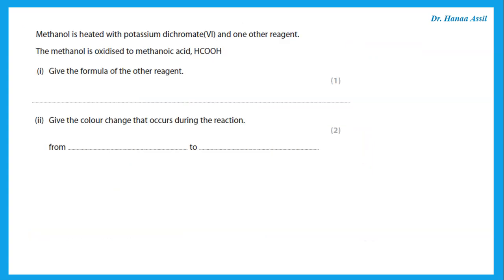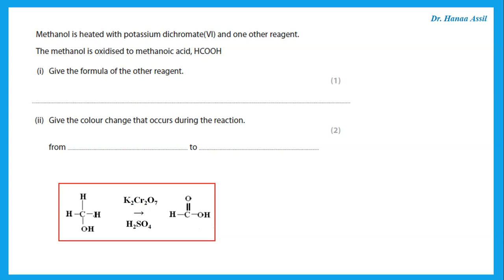Methanol is heated with potassium dichromate and one other reagent. The methanol is oxidized to methanoic acid. Remember, we change alcohols to acid by oxidation using what? Potassium dichromate. Now, what is the formula of the other reagent? It's potassium dichromate with sulfuric acid. We are required to write the formula, so please write the formula.